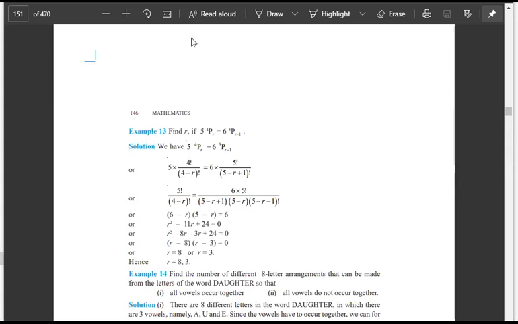So if you remember the formula, it was (n minus r plus 1) factorial into r factorial, yes or no? If out of n objects, r objects will be together, then this was the formula, right? Now tell me, in DAUGHTER, D, A, U, G, H, T, E, R.